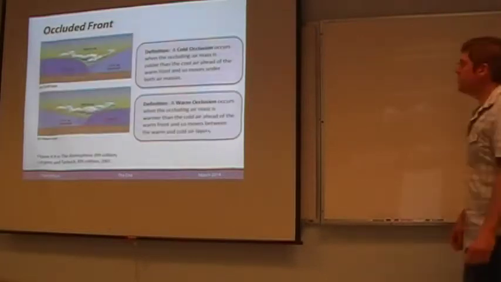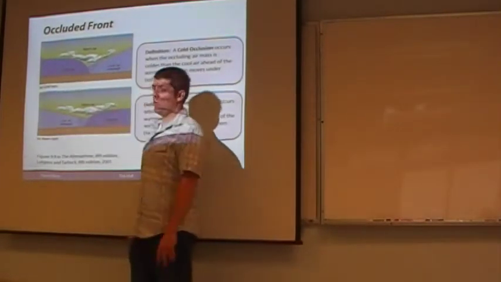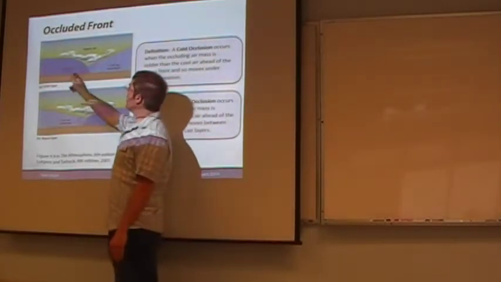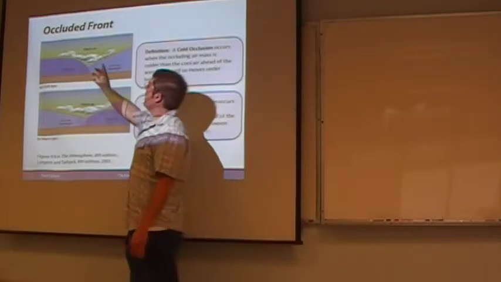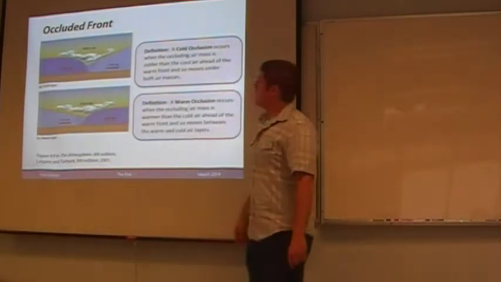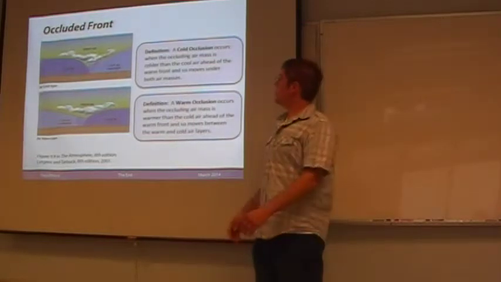So the occluded front is depicted here. Here we see a cold type occluded front, such as the one that we talked about a moment ago, which includes cold air slamming into cool air, leading to rapid uplifting of warm air as it's pushed up due to buoyancy.